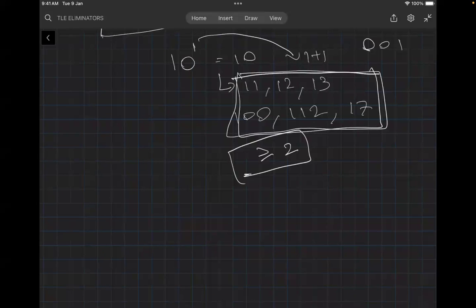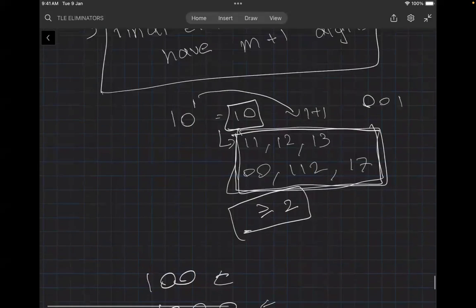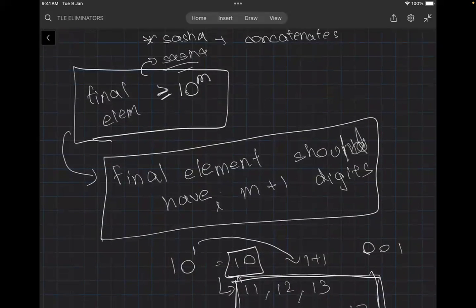It will always be greater than or equal to 10 because 10 is the smallest two-digit number, right? If you look at 100, 100 is the smallest three-digit number. If you look at 1000, 1000 is the smallest four-digit number. So if you can guarantee that the number of elements, at least, I forgot to write at least here. If you can guarantee that the final element has at least m plus 1 digits, you can say that Sasha wins. Is this much clear, guys?